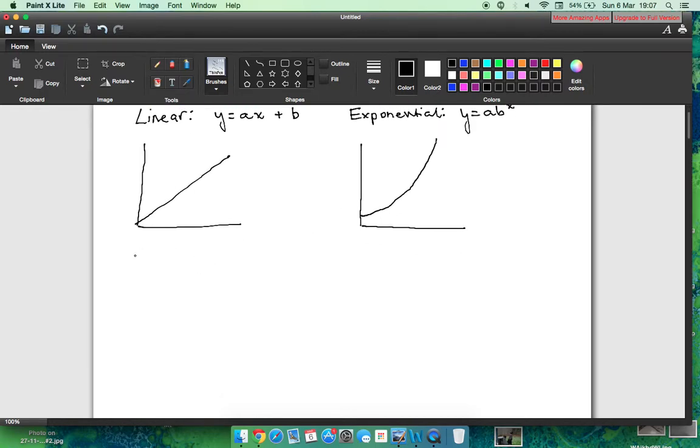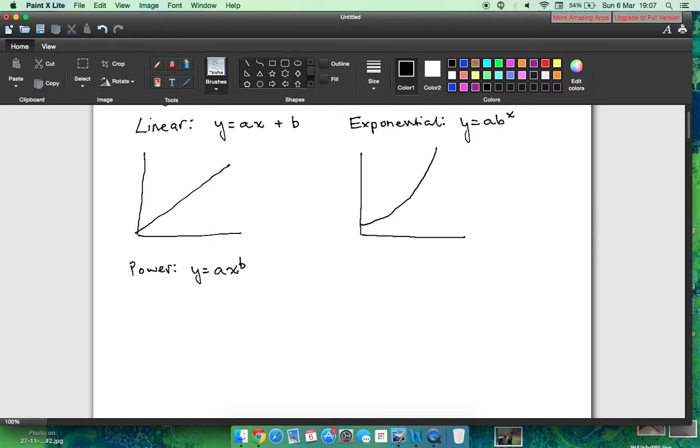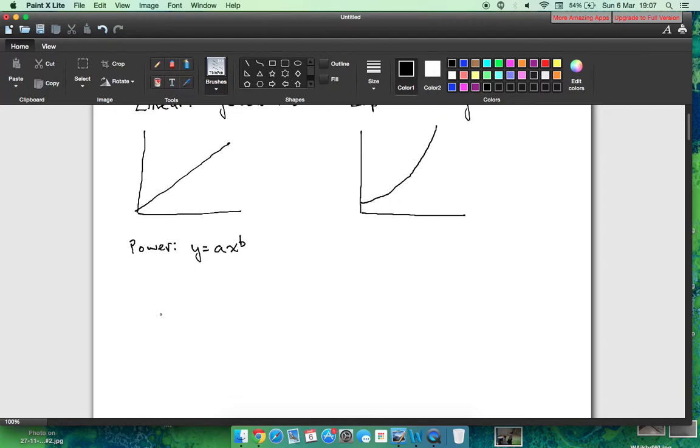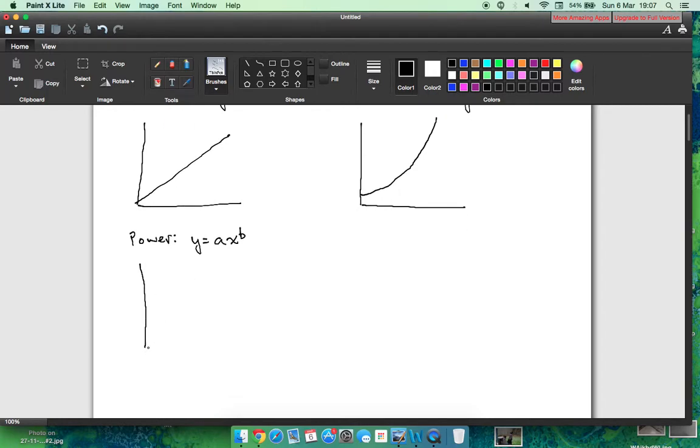And lastly, let's consider a power function, which has the form y equals ax to the power of b. So power and exponential look quite similar, except these two terms are switched around. In this case, we have the independent variable being raised to the power of some constant, whereas in the exponential model, we have a constant being raised to the power of x, which changes because that's our variable. But let's come back to our power function. If we were to draw this one, its general shape would be starting at 0, 0, something like this.